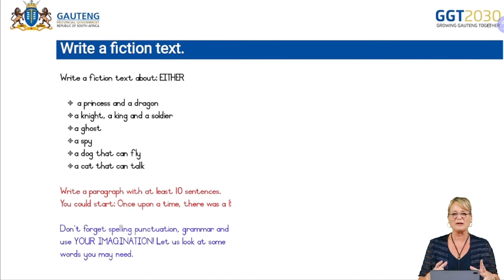You're going to use your imagination to dream up a wonderful story. You're going to write a paragraph with at least 10 sentences. And you could start with, once upon a time there was a blah, blah, blah. Whichever one you are going to choose. Don't forget your spelling, your punctuation, and your grammar, and use your imagination to dream up something interesting and juicy for the person to read. Let us look at some words that you may need.